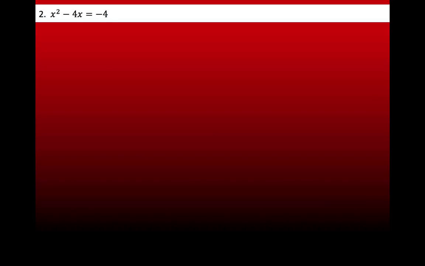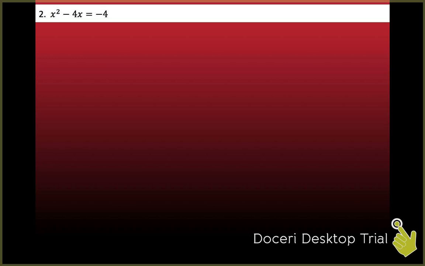Our next example, we have x squared minus 4x equals negative 4. So your first question should be, is this in standard form?